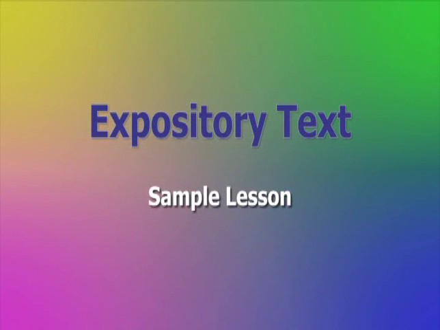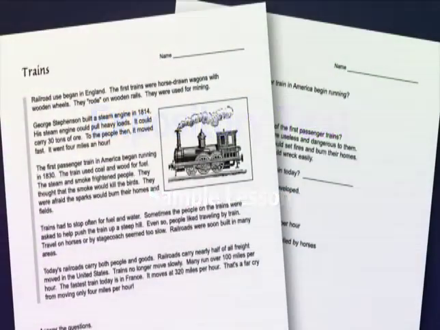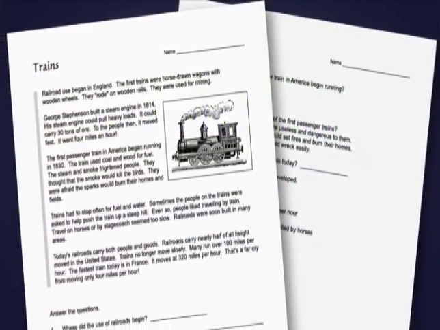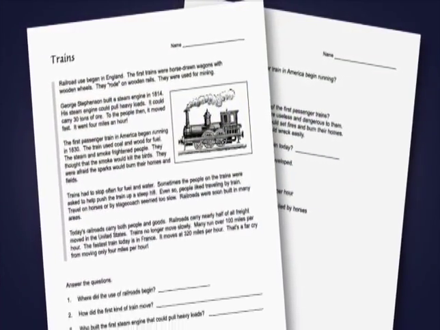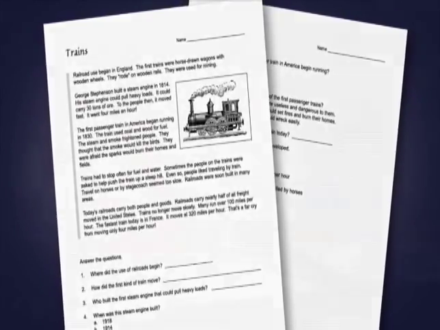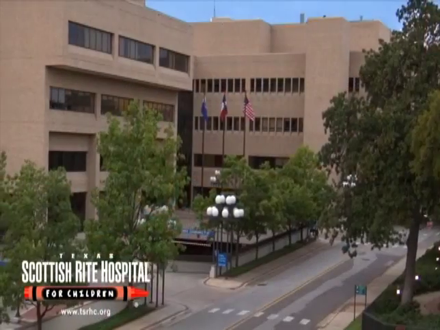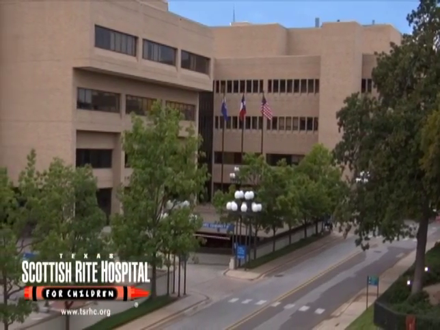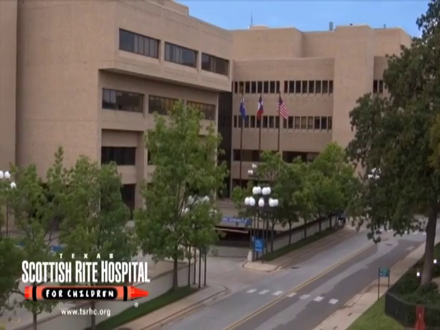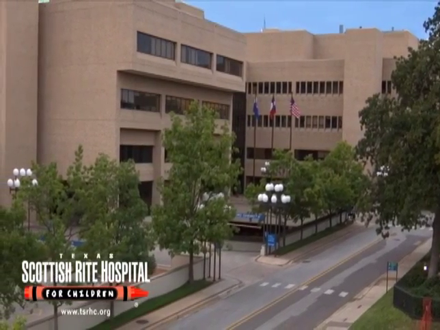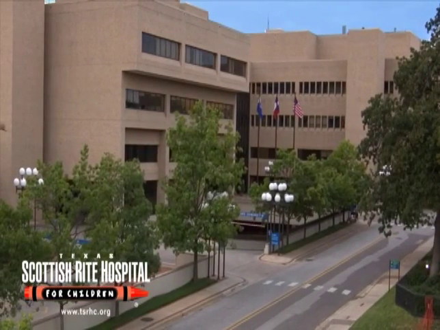This video is a sample lesson of an expository text titled Trains. This story is printed in the No Glamour Reading Comprehension book published by Linguasystems. The students in the video are identified students with dyslexia who are in the 6th through 9th grades. They are in their second year of dyslexia therapy at the Luke Waite Center for Dyslexia and Learning Disorders Dyslexia Lab at Texas Scottish Rite Hospital for Children in Dallas, Texas.